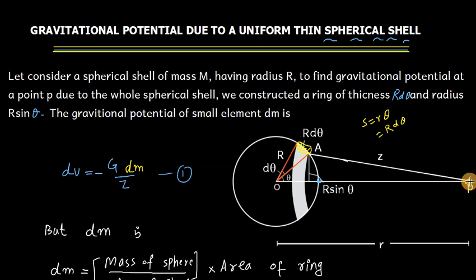Let's suppose this is point P, which is z distance away from this point A, correct? And this point P is small r distance away from this point O, correct? Now, agar hum is point P par gravitational potential ko maloom karna chahte hain, to hum kya karenge? Yahan par hum ek ring ko construct karenge, correct.